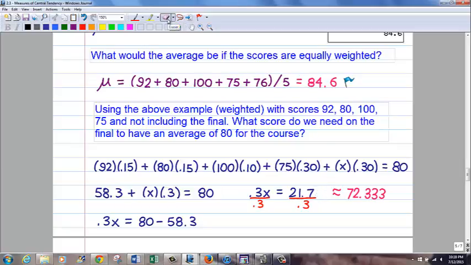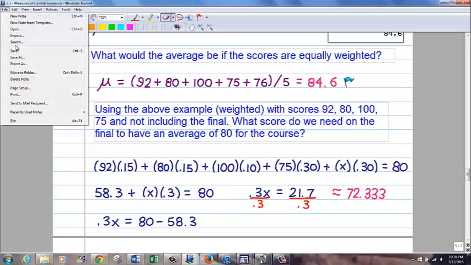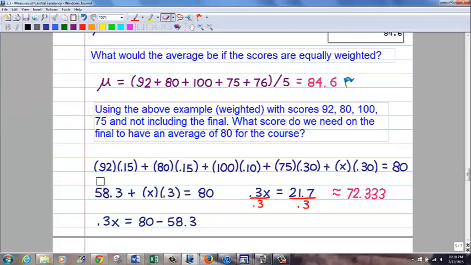I believe the calculation is still correct. I'll check, but I just wrote an extra 7 there. So the 58.3 represents everything, the first 4 terms multiplied and added together is 58.3. And then you have the 0.3x and then 80 on the other side.